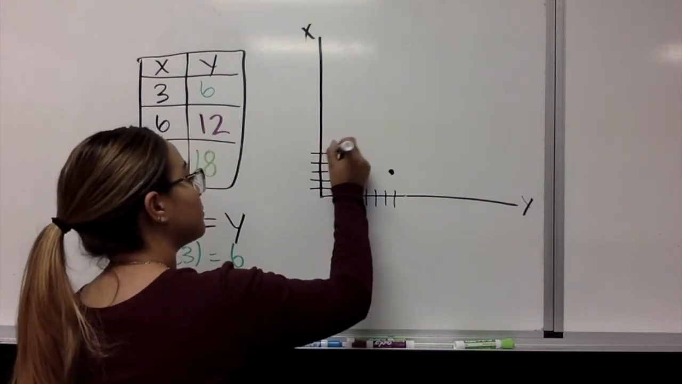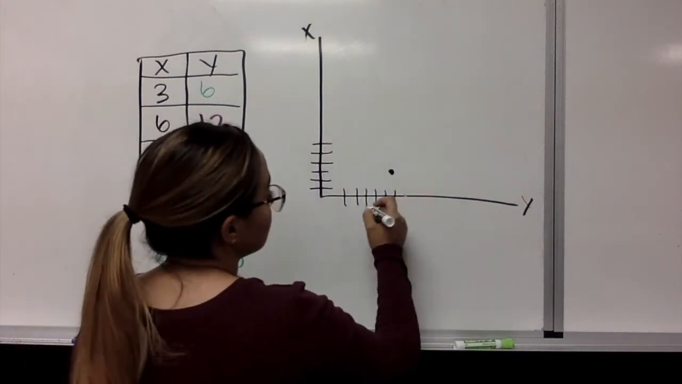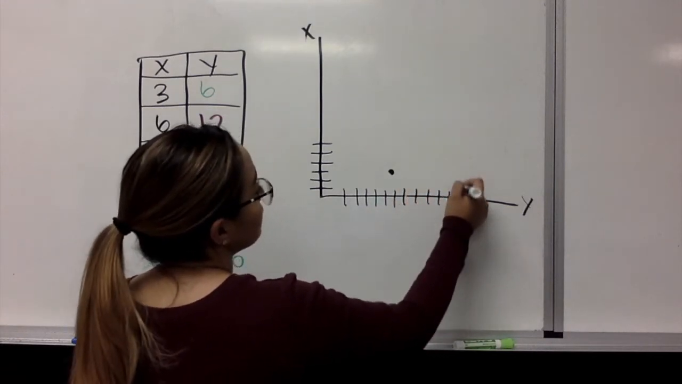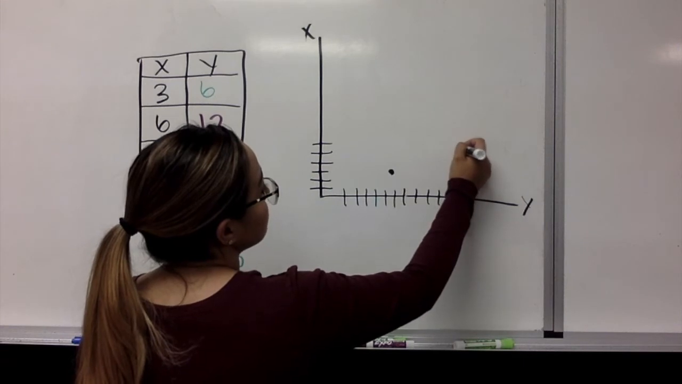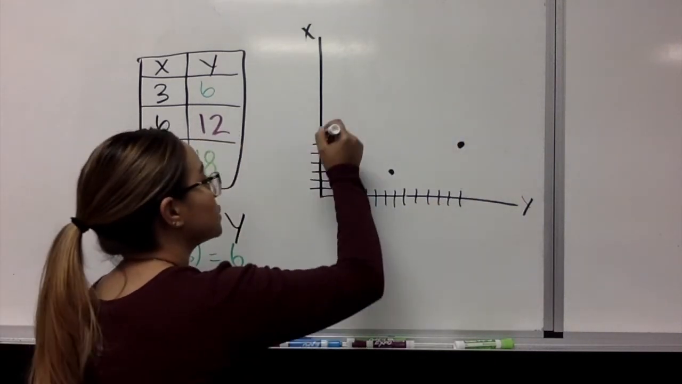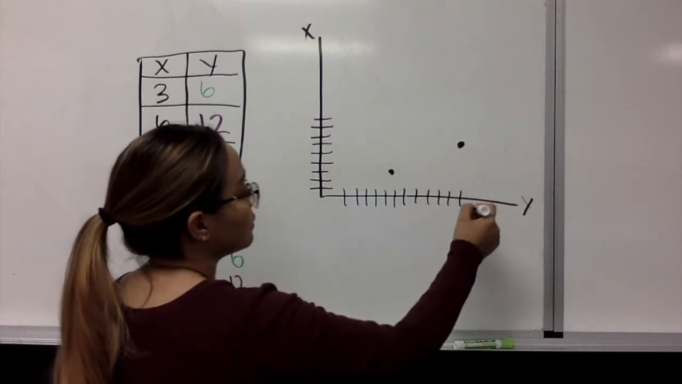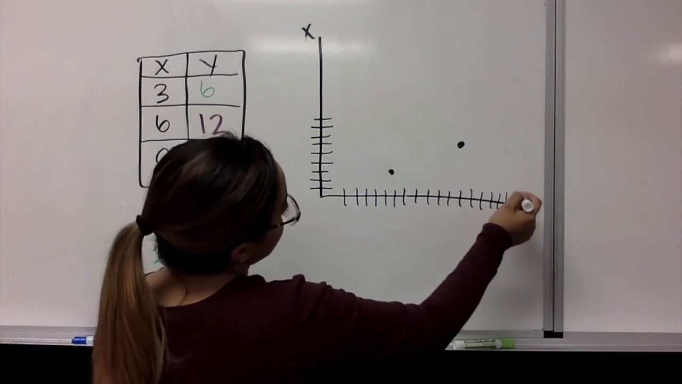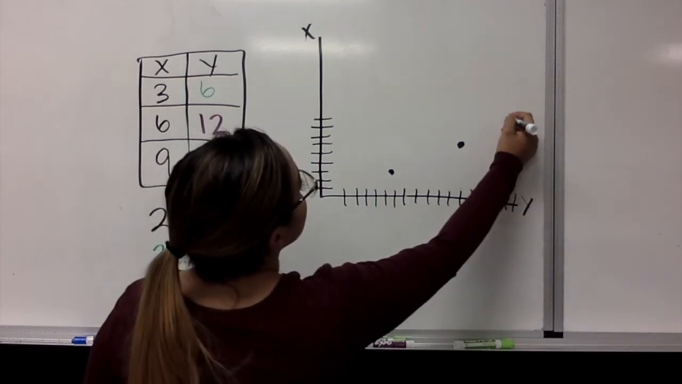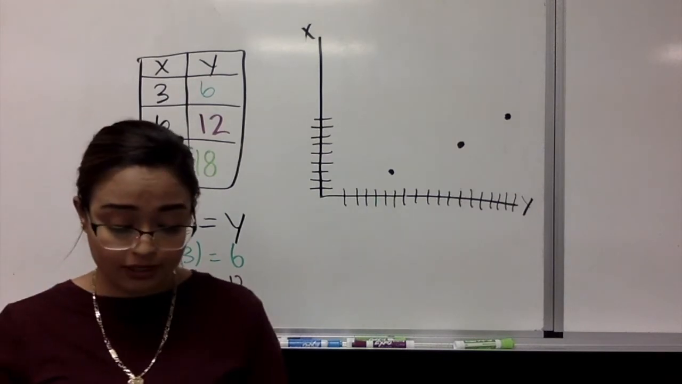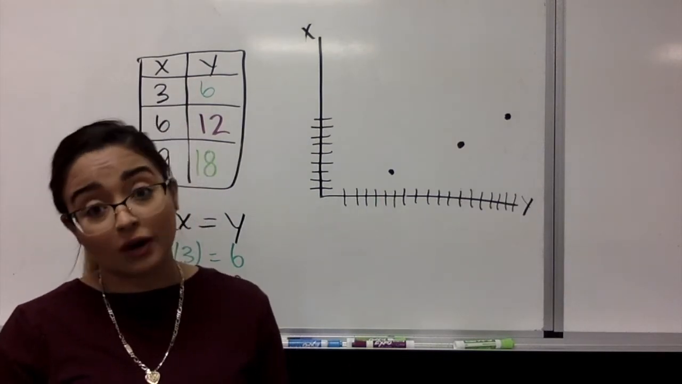So 4, 5, 6, 12. You have 6, 7, 8, 9, 10, 11, 12. Go up to where the 6 is approximately. And then we have 9, so 6, 7, 8, 9. And then we have 12, 13, 14, 15, 16, 17, 18. 18 up to 9. And there is our last and final point. That is how we graph it, right?